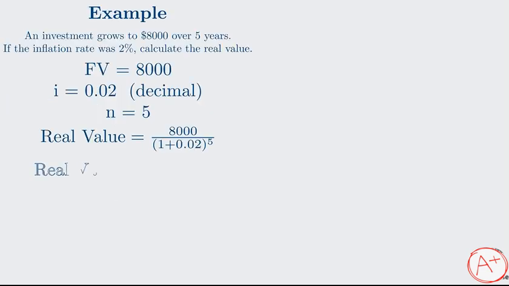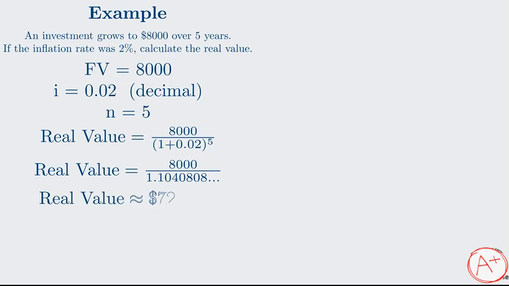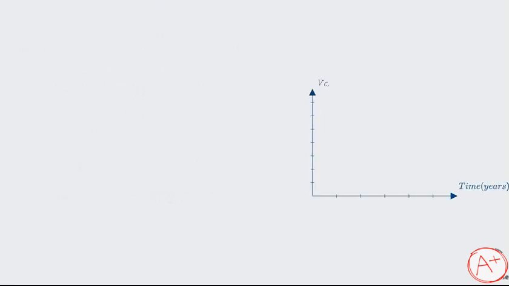Performing the calculation, we find the real value is $7,245.85. This means $8,000 in 5 years buys what $7,245 buys today. To visualize this, consider how nominal value and real value diverge over time. While the nominal value grows with interest, inflation erodes its purchasing power, resulting in a lower real value.